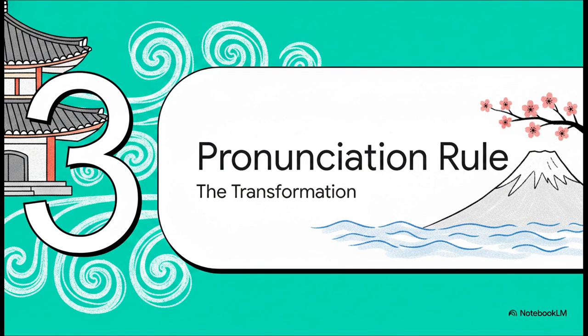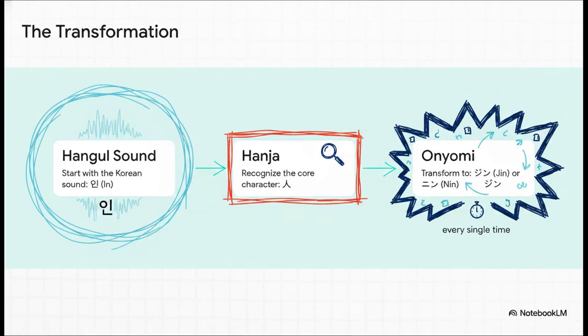We've set the stage, so let's get into the actual mechanics of how this sound magically shifts across the ocean from Korea to Japan. Let's walk through how this builds in 3 really simple steps. Step 1, you've got your basic Korean Hangul sound, in. Step 2, you recognize the underlying character, which is that symbol for person. And Step 3, you apply the rule. In Japanese onyomi, that in sound reliably, dependably transforms into jin or nin.